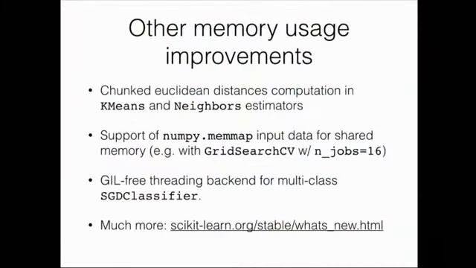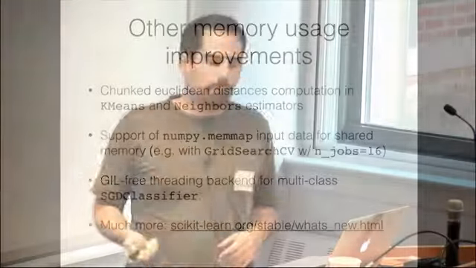But I also added support for memory mapping. So you can memory map the data and then pass that to the grid search, and all the processes on the same machine will use the same memory chunks for the input data. It could be improved further, but it's still much better than it used to be.